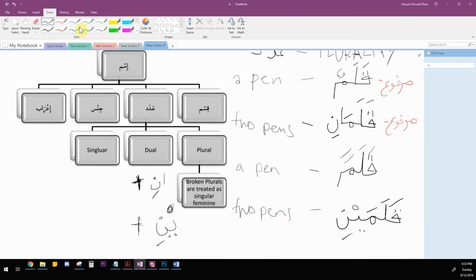These are both in the mansub state. Once again, here the mansub state is easily recognized because of the two fatha, but however here you have to understand it by the symbol, right? And that is qalamayni, the ayni sound.